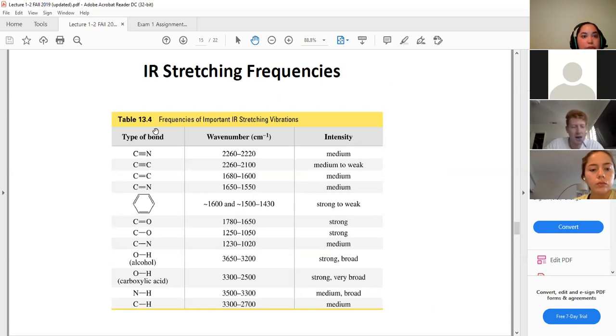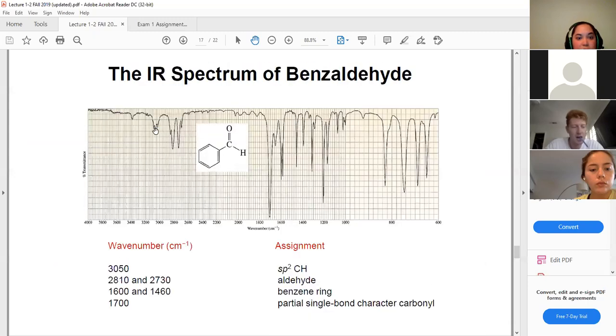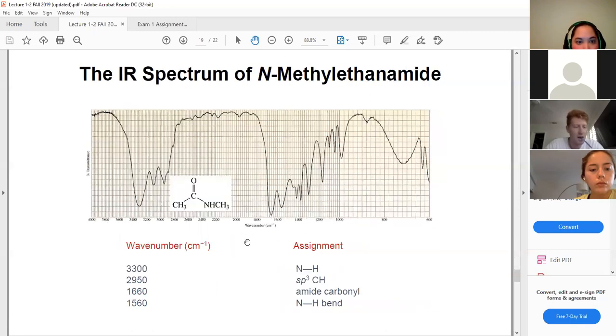So we have different wavelengths. Another thing that I want to include here is the regions. I want to see if I can have one more clear.